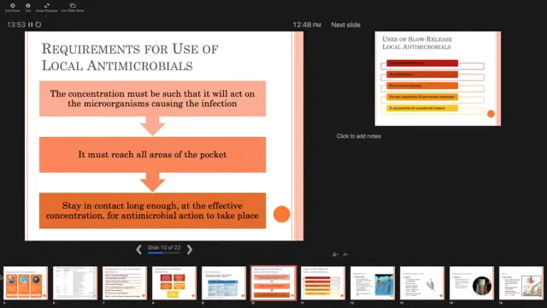So what are some of the requirements? We talked about some of the systemic antimicrobials, right? But what about those local antimicrobials, like Arestin, that we use in clinic? We want to make sure that the concentration is at a level that will act on the microorganisms causing the infection, right? If we don't have a high enough dose, it's not going to do us any good if we put it in that pocket. We want it to reach all areas of the pocket, and we need it to stay in contact long enough at the effective concentration for the antimicrobial action to take place.